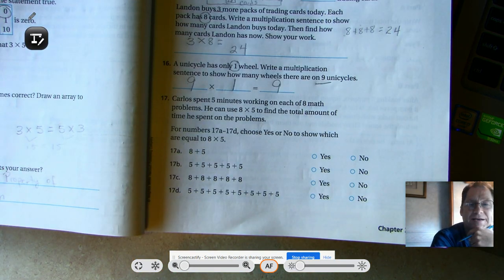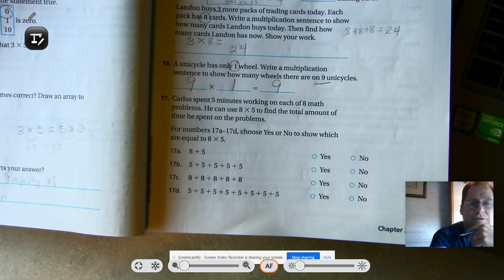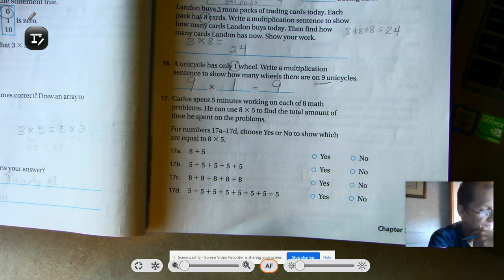Carlos spent 5 minutes on each of 8 math problems. He can use 8 times 5 to find the total amount of time he spent on the problems. For number 17A through 17D, choose yes or no to show which are equal to 8 times 5.